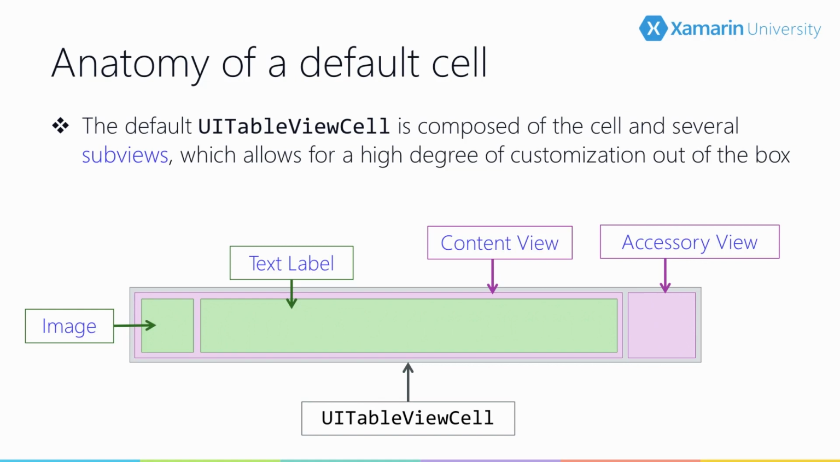There's also the accessory view. This is a UI view that displays supplemental content. It can show check marks, chevrons, or even a separate info button, which is typically used to show a pop-up with further details for the data in the cell.